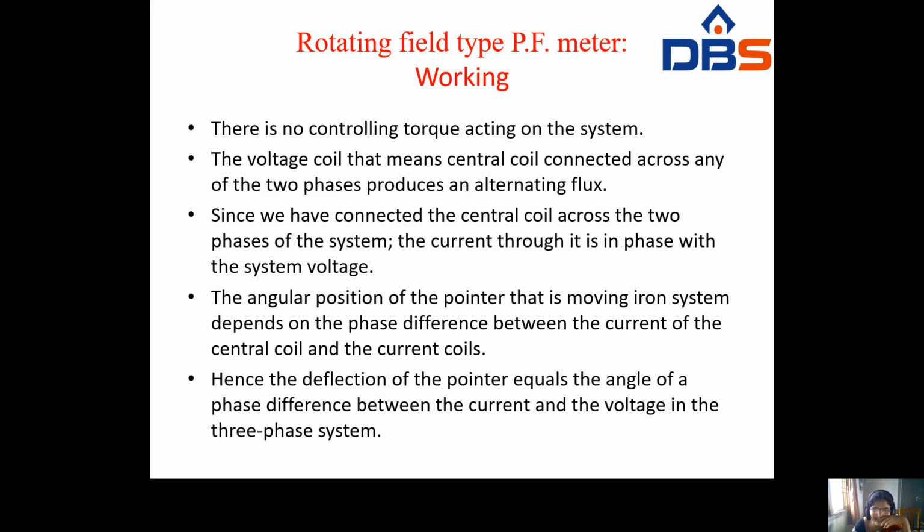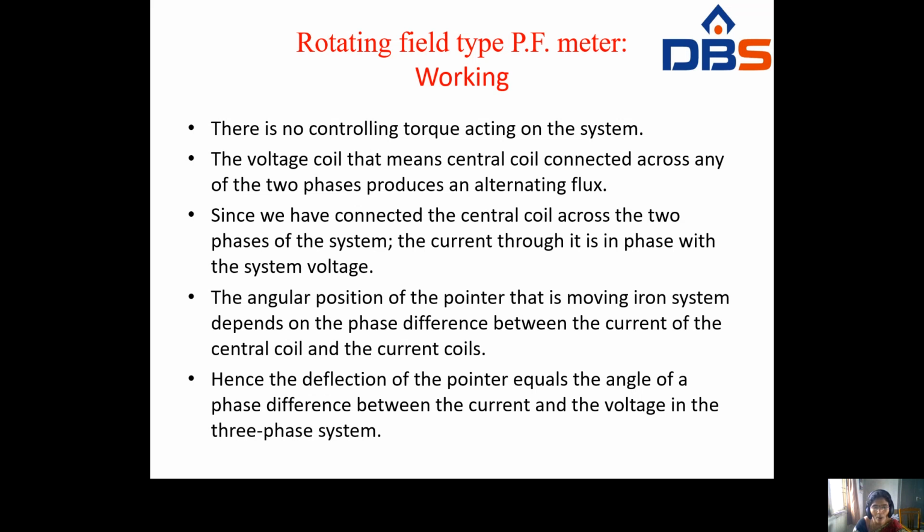Since we connect the central coil across two phases of the system, the current through it is in phase with the system voltage. Similarly, the angular position of the pointer in the moving iron system depends on the phase difference between the current of the central coil and the current coils. Around it you place the three current coils, F1, F2 and F3.